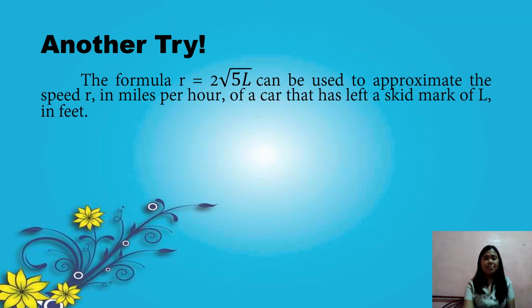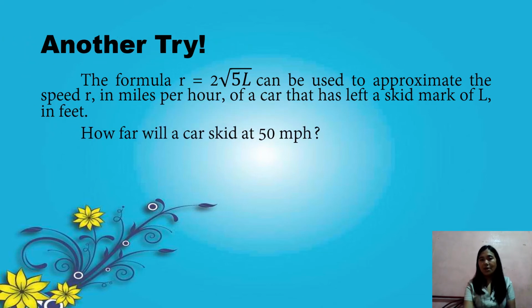Okay, so I hope you have understood the lesson. Alright, so let's continue with another problem. The formula R equals 2 times the square root of 5L can be used to approximate the speed R in miles per hour of a car that has left a skid mark of L in feet. Now the question is, how far will a car skid at 50 miles per hour?